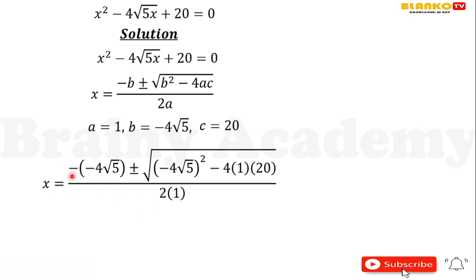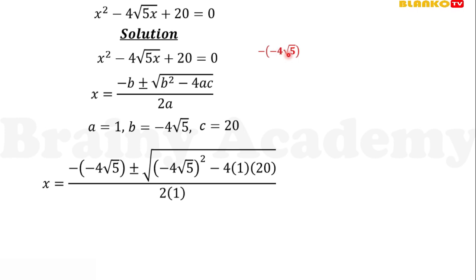So let's take the terms and simplify them. We first take minus negative 4 multiplying the square root of 5 and simplify it. Then we take negative 4 multiplying the square root of 5, in brackets squared, and simplify it. Then we take 4 multiplying 1 multiplying 20. Minus negative 4 multiplying the square root of 5 is going to be 4 multiplying the square root of 5.